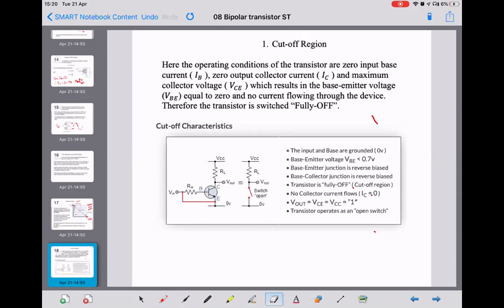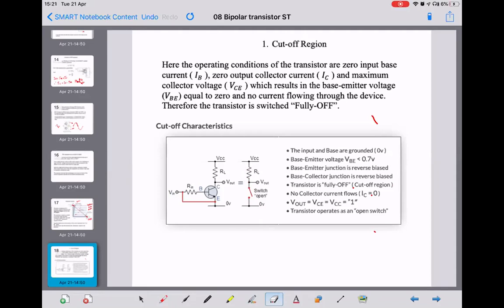Cutoff region. So we connect the input Vin directly to 0 volts. So we'd have no voltage across the base-emitter junction. It's less than 0.7, therefore it's reverse biased and the transistor is turned off. It's fully off and in the cutoff region. So we get no collector current flow. It's like having an open switch down in that bottom leg over here. So no current will flow through the load resistor in this condition.